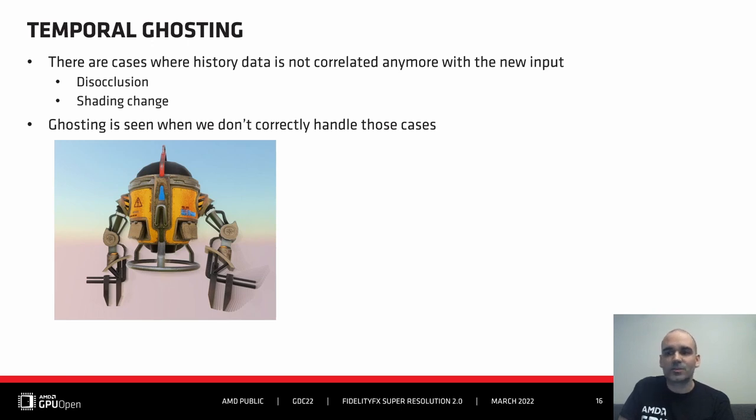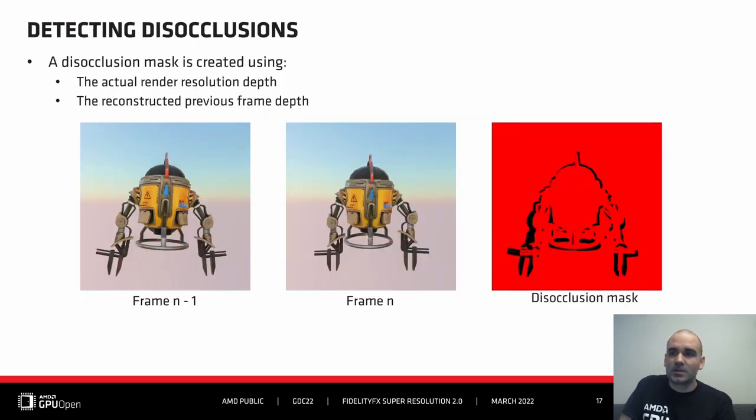And this is commonly referred to as ghosting, as seen on this picture. So you can see indeed the previous locations, the previous position of the drone still being visible in the final frame. So let's see how we can address that. So the first case is disocclusion. So we do detect disocclusions by building a disocclusion mask. This mask is built out of depth comparison from the current frame and the previous frame reconstructed depth. It is a conservative test, relaxing comparisons to ensure jittered input does not create false disocclusions.